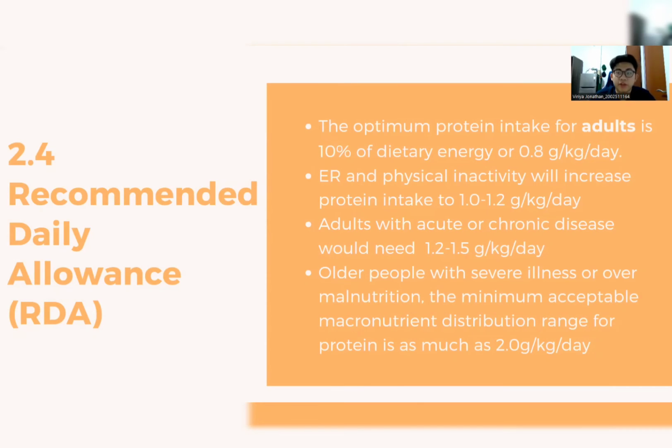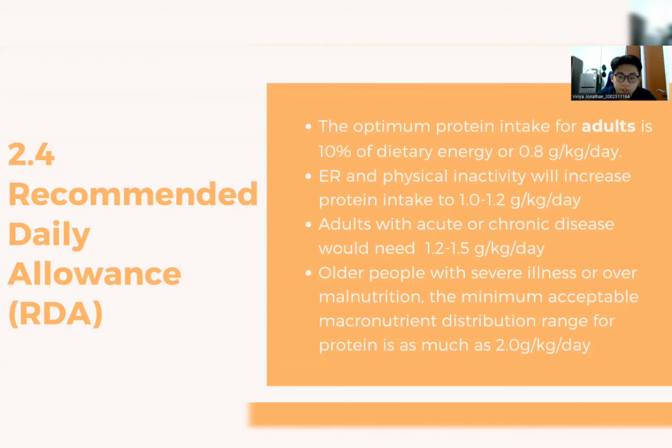The optimum protein intake for adults is 10% of dietary energy or 0.8 gram per kilogram body weight per day. Under stressful states such as energy restriction, or ER, and physical inactivity, higher rates of protein intake are needed to replace the loss and will be increased to 1.0 until 1.2 gram per kilogram body weight per day.